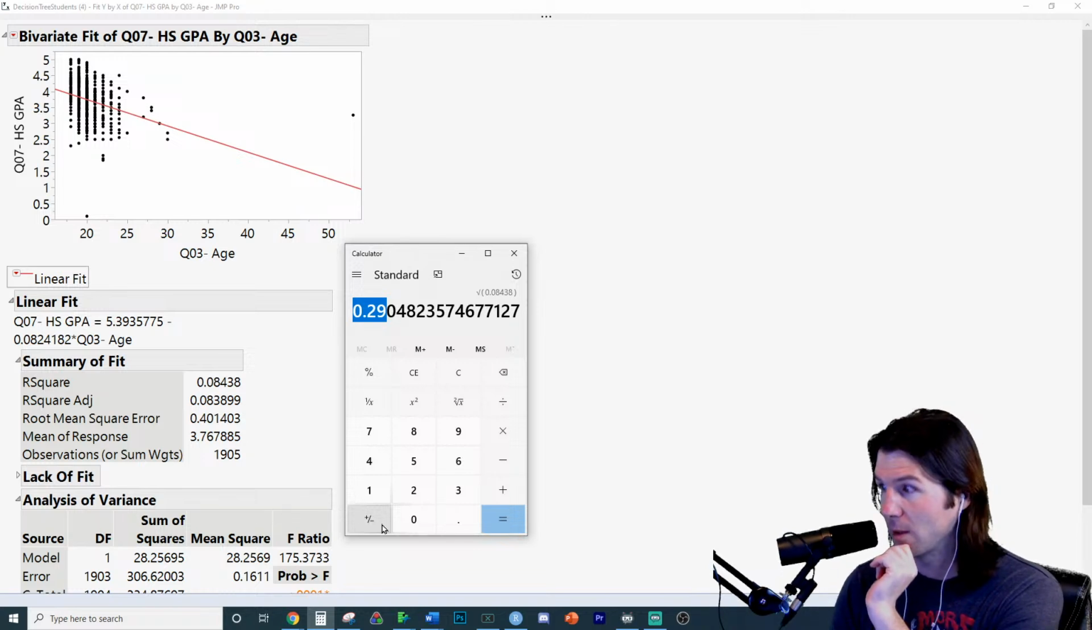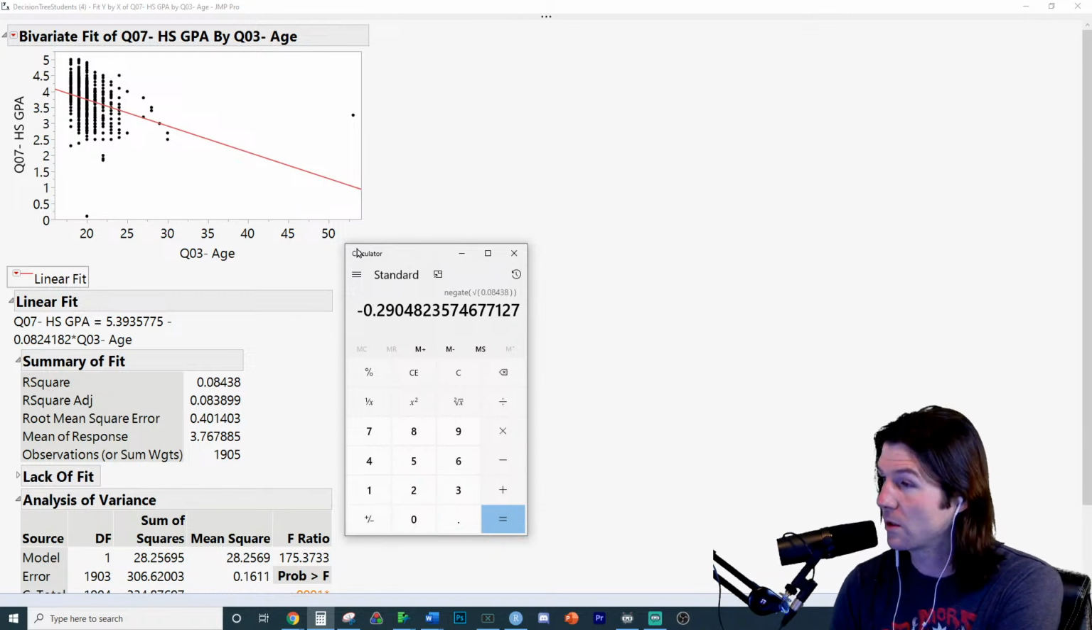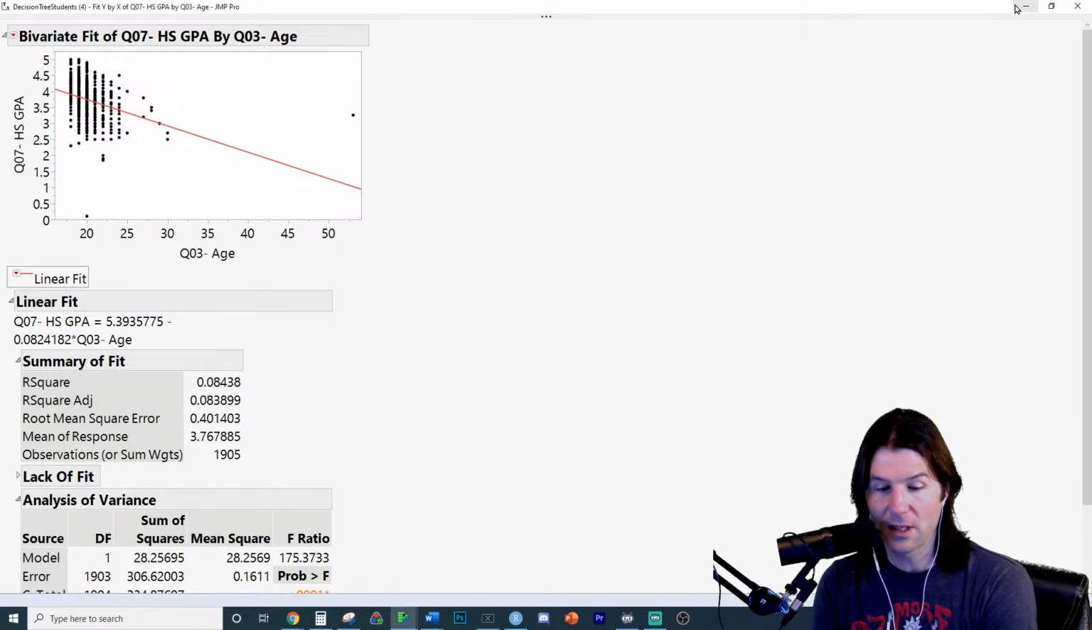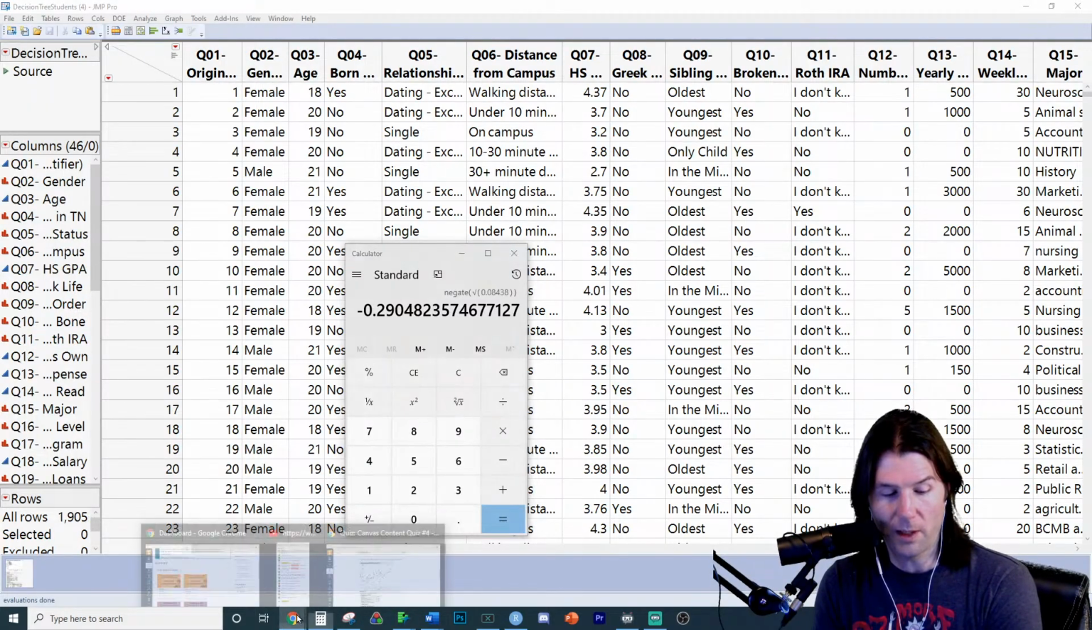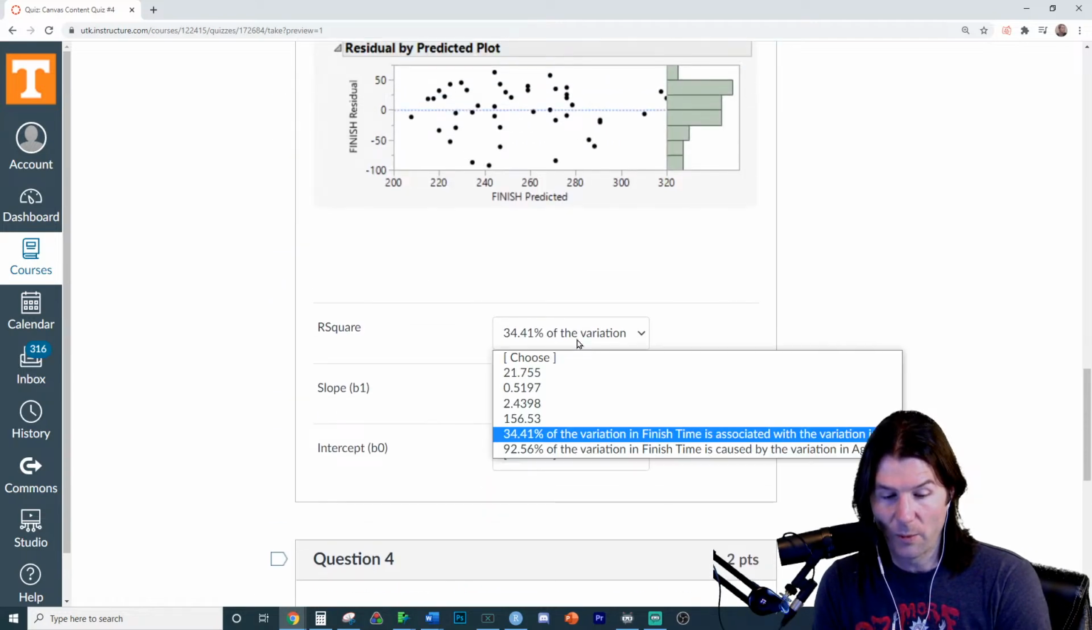They're right about taking the square root. Yep. There, Maddie, yep. Put it in decimal form, take the square root of it. But then you must always look at what next. Alexander points out this is negative because it goes down. So always note the direction, which is also on the Canvas content quiz. So if you know the R squared value to find the correlation, you would take the square root of R squared and then check the direction on the scatter plot. That's the only one we're going to check right here.